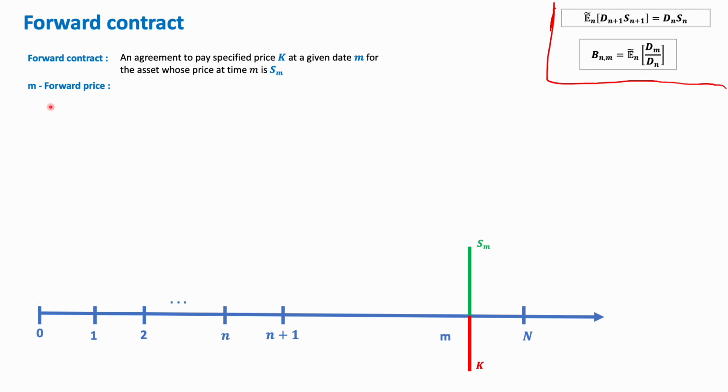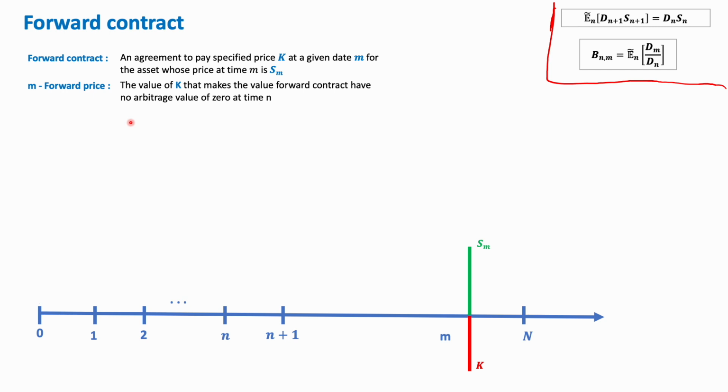Then when we talk about the forward price, what we're talking about is the value of K such that the value of this forward contract has no arbitrage value as of time n. So let's say we're standing at a given time, n can be 0 as well. What is the value for this K, this constant, so that there is no arbitrage possible?